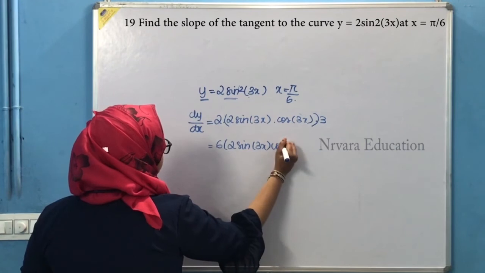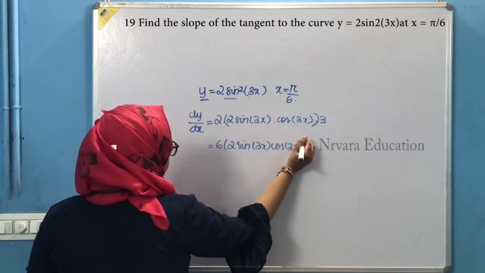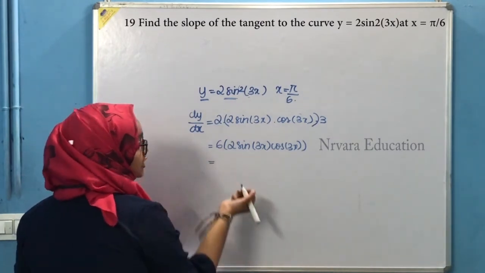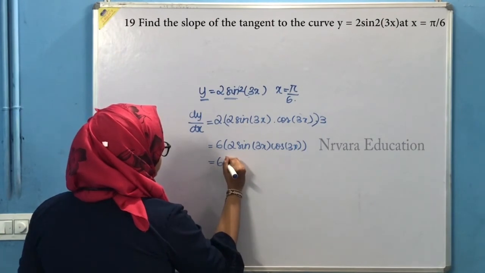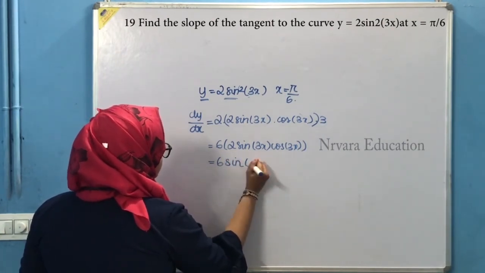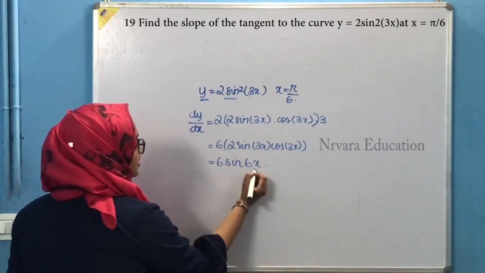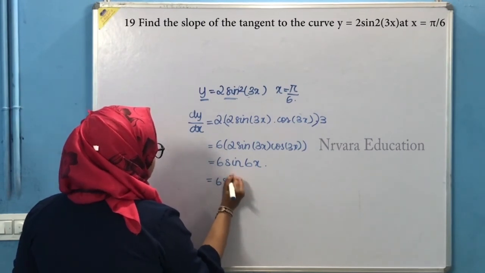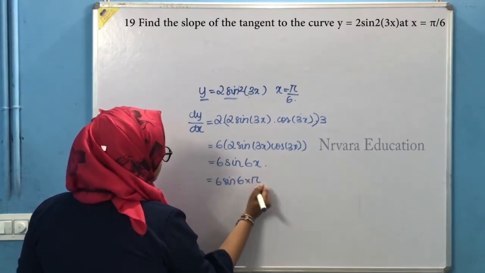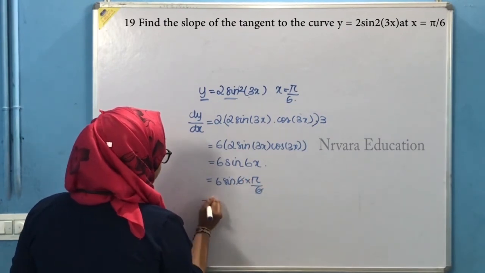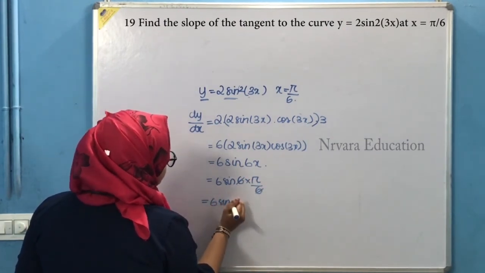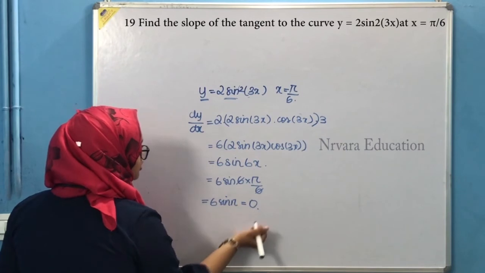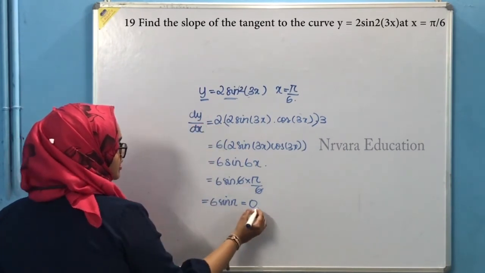Now, let's keep this term intact and we get 6 into 2 sine 3x cos 3x. So, this is of the format 2 sine a cos a, so it will be equal to sine 2a. That is 6 into sine 6x. Now, here we substitute the value of x, which is pi by 6. So, we get 6 sine 6 into pi by 6. Now, 6 and 6 get cancelled out. So, we get 6 sine pi. Now, sine pi is equal to 0. So, the total value will be 0. Therefore, our slope of the tangent is 0.